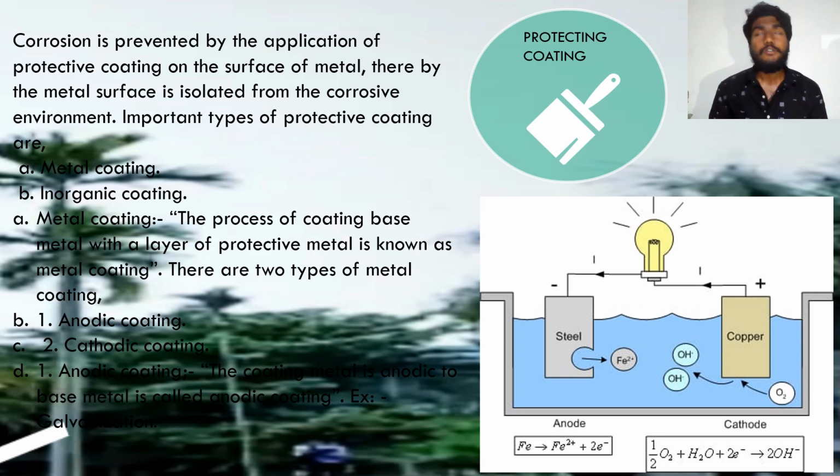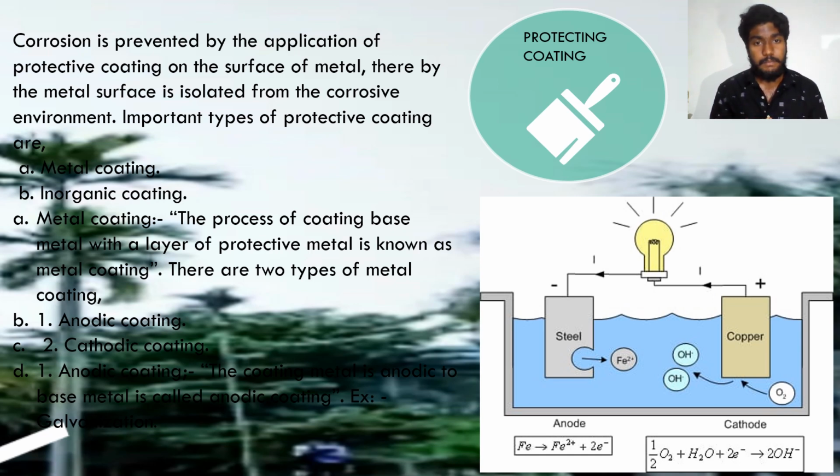Next, how to prevent corrosion. Using protective coatings, we can prevent corrosion. Corrosion is prevented by the application of a protective coating on the surface of the metal, thereby the metal surface is isolated from the corrosive environment. Important types of protective coating are metal coating, inorganic coating and organic coating.